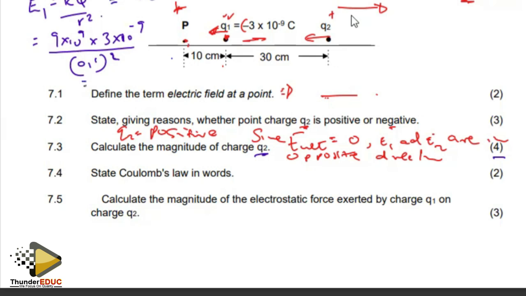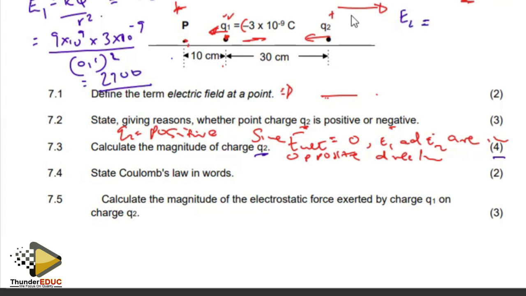Okay, let me simplify that. I'm having 9 times 10 to the 9, multiplying this by 3 times 10 to the negative 9, over 0.1 squared. I'm getting 2.7. Okay, let me look at E2.